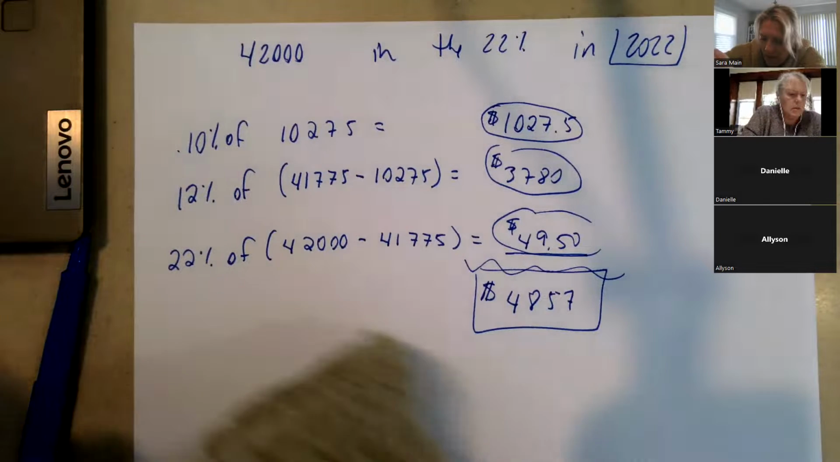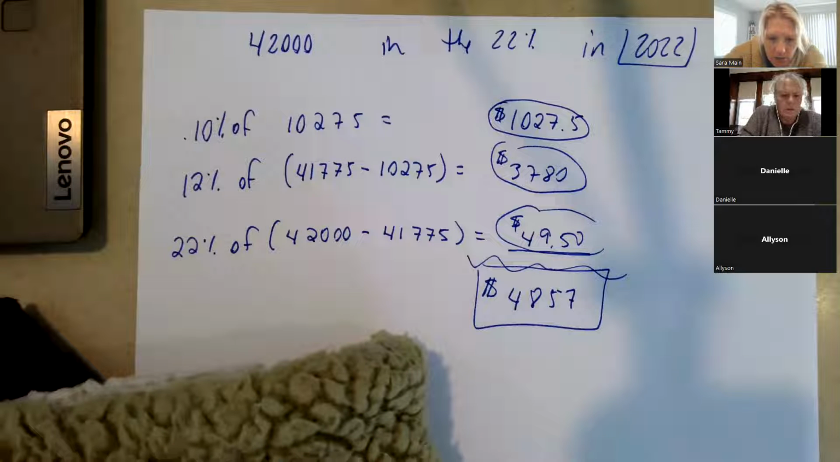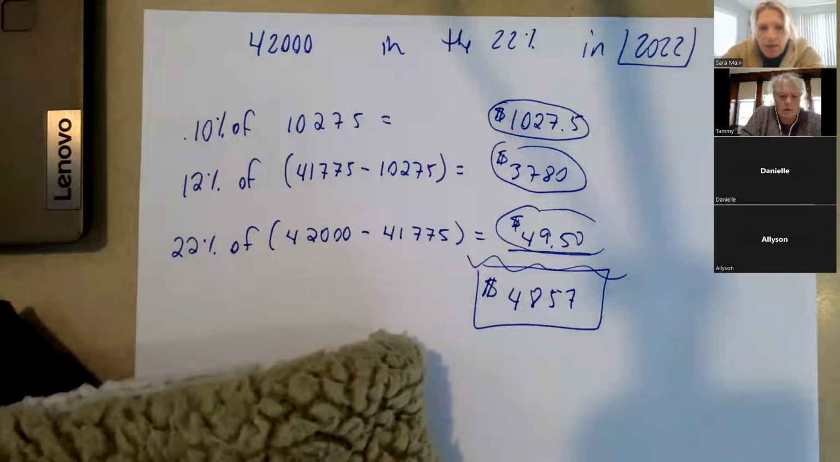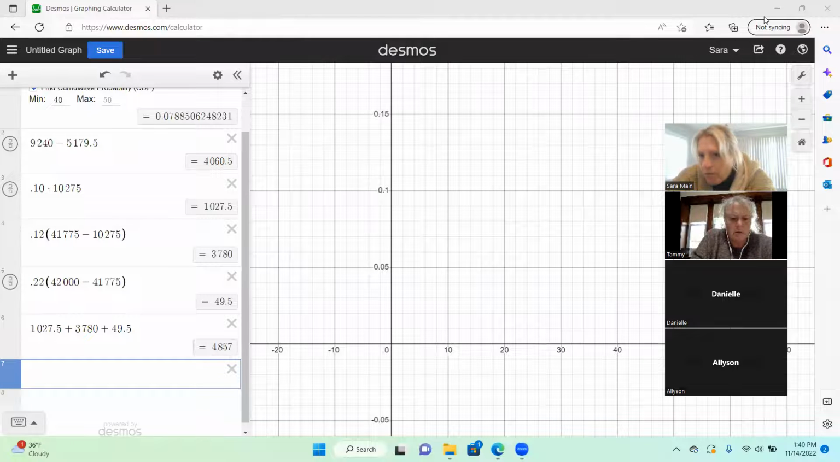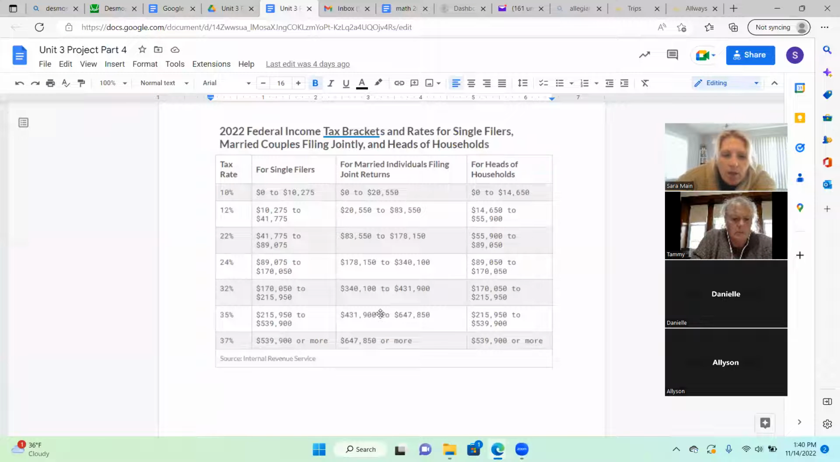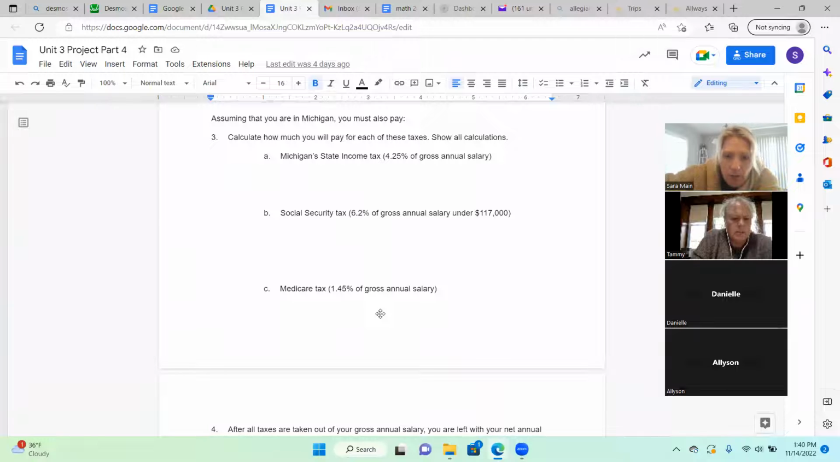Any questions on that? Okay, so if we go back to the project, let's go over the other pieces that you need to do, and we can do them for this girl that's in the book. So it says, assuming that you are in Michigan, we're going to assume that she is. There's three other things that she has to pay taxes on.